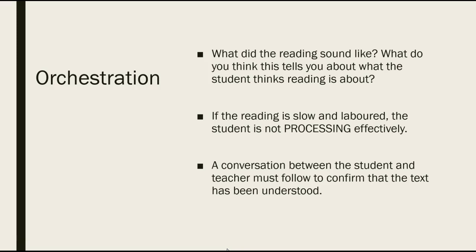As well as the information on the running record itself, it's also important to consider the information gained from hearing the child read. This is called orchestration. We need to ask ourselves, what did the reading sound like? What do you think this tells you about what the student thinks reading is about? This relates to whether reading is seen as something that makes meaning or as an activity of word calling. If the reading is slow and laboured, the student may not be processing effectively. It's important to have a conversation between the student and teacher to confirm if the text has been understood.